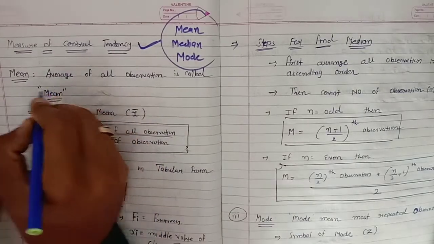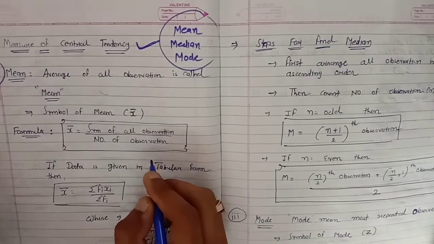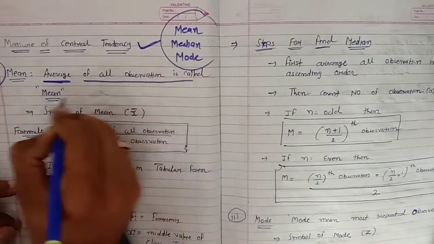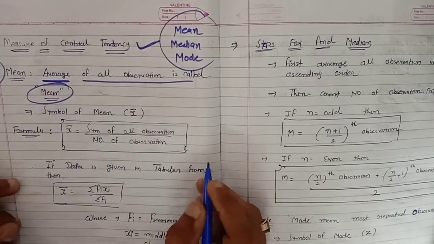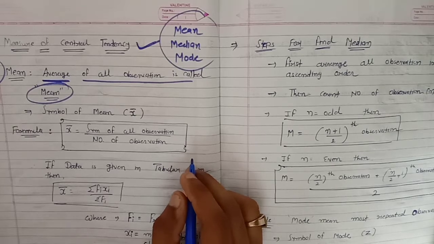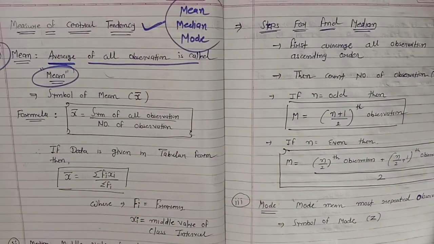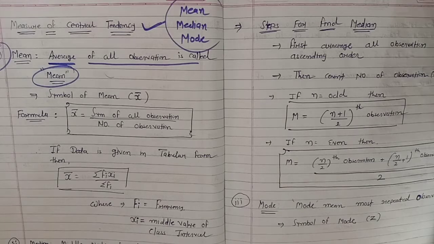How do we find a mean? First, we see the definition. Definition of the mean is what? The average of all observations is called the mean. Here it means your percentage. Your percentage means what? Your average of all marks is your percentage. It means mean is what?